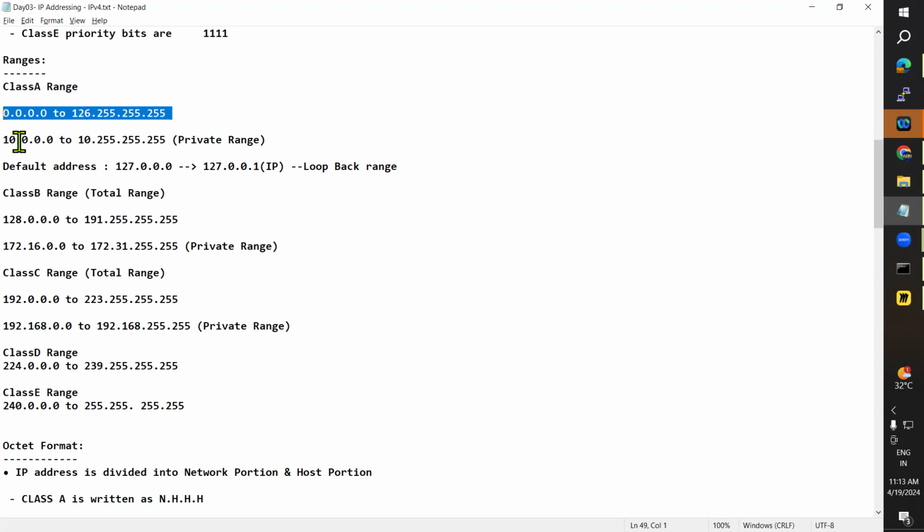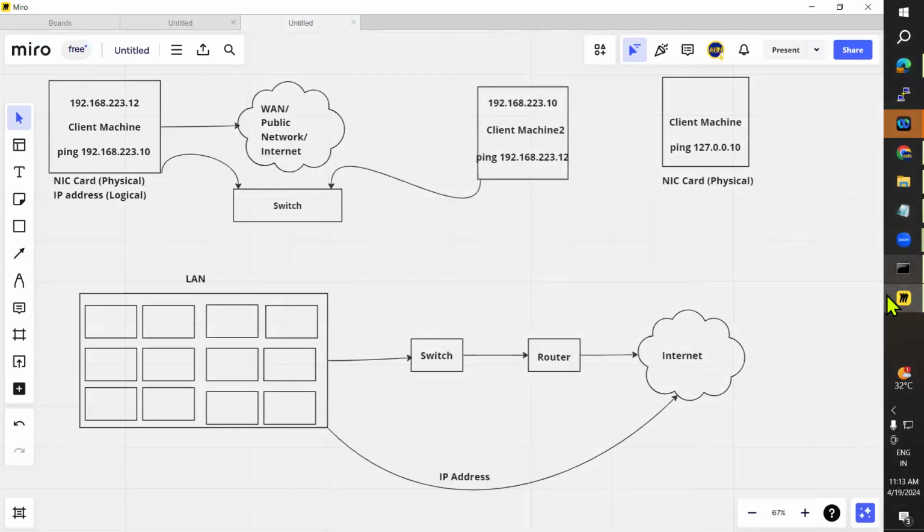So they pulled this range 10.0.0.0. See, in the range 0 to 126, 10 is one of the ranges. So they pulled the 10 range, 10.0.0.0 to 10.255.255.255. This is the private range. So this private range we configured here.